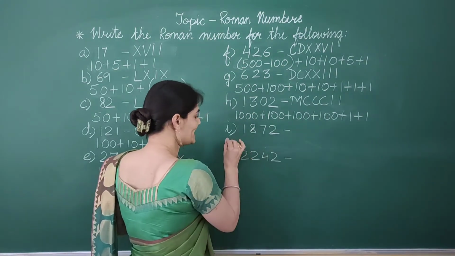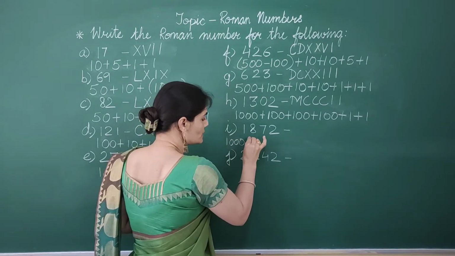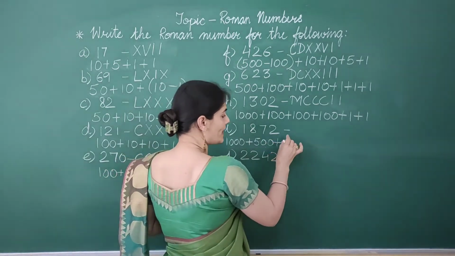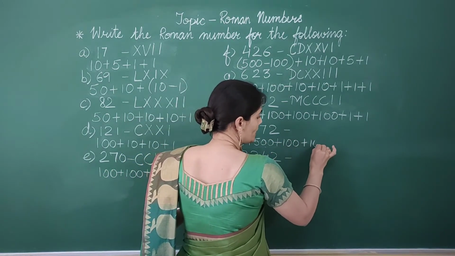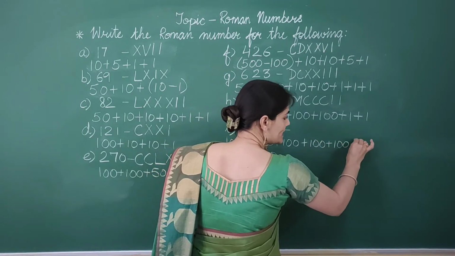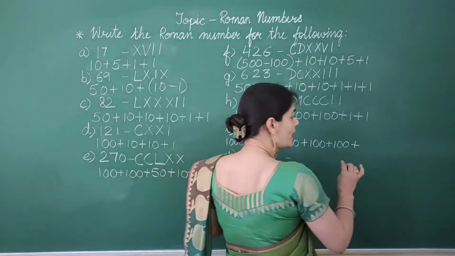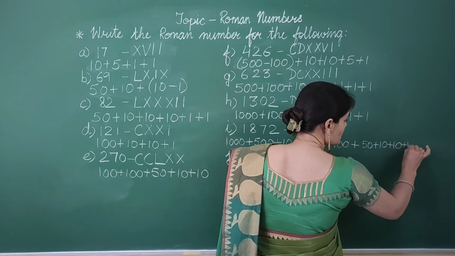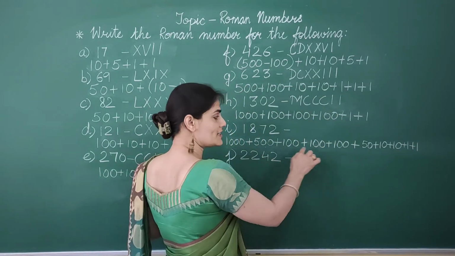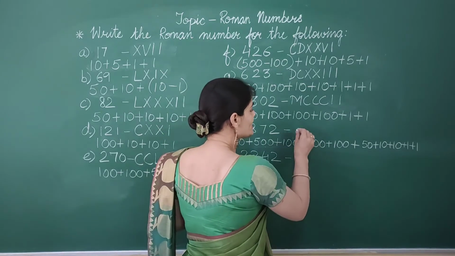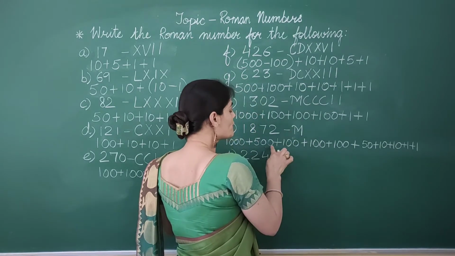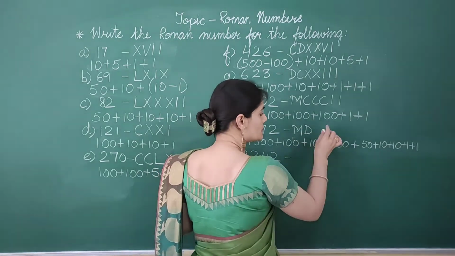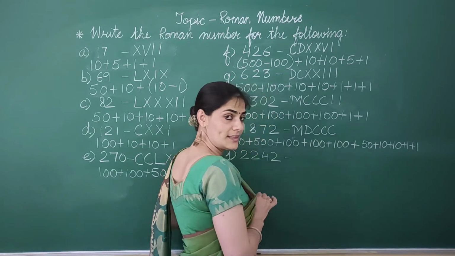1872 can be broken like this. I write 1000 plus 500 plus 3 times I write 100, which will make the total as 1800. Now 72 is left. So I write 72 as 50 plus 10 plus 10 plus 1 plus 1. So let's write the symbol for all these. For 1000 the symbol is M. For 500 the symbol is D. For 100, 3 times we have written, the symbol is C. So I write C 3 times.